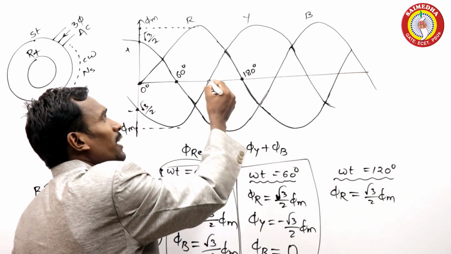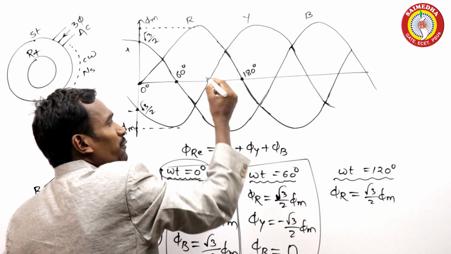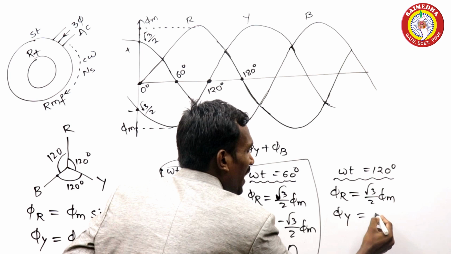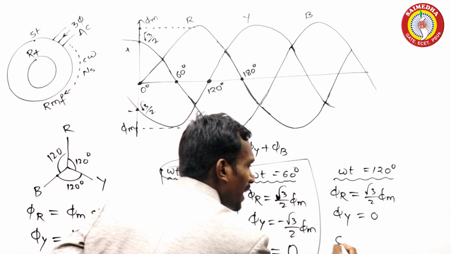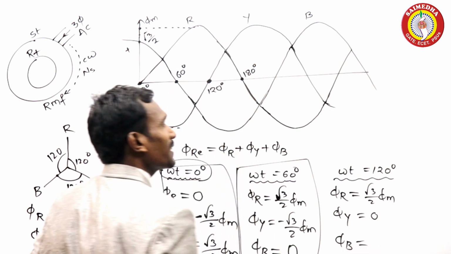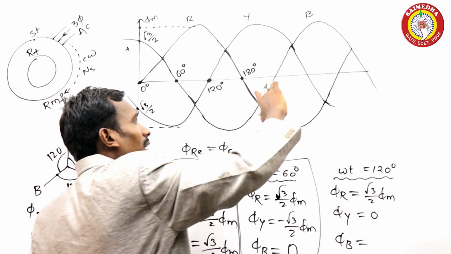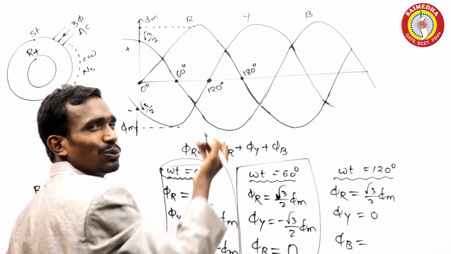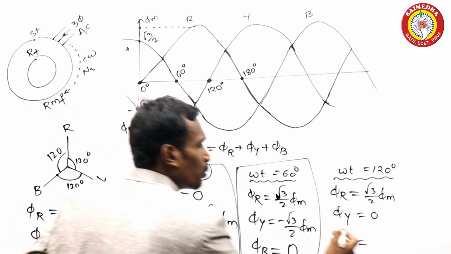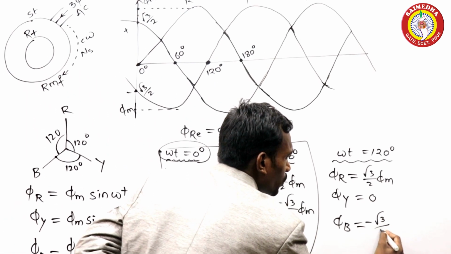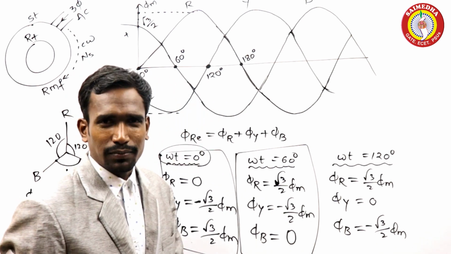Right. At omega t equals 120, what is Y phase? Y phase is 0. At omega t equals 120, what is B phase? The B phase is in negative. That's why minus root 3 by 2 phi m.